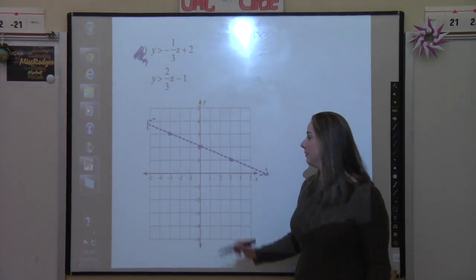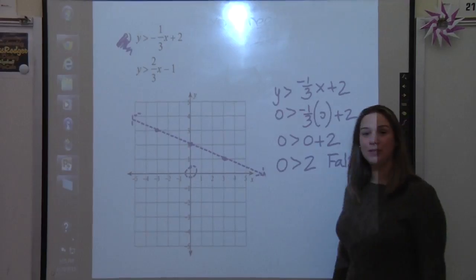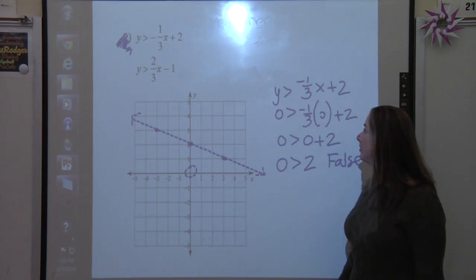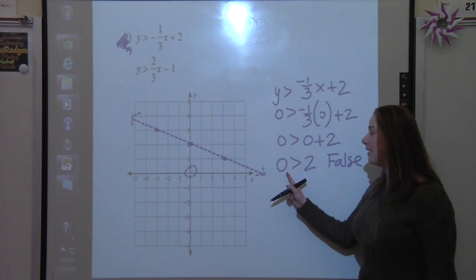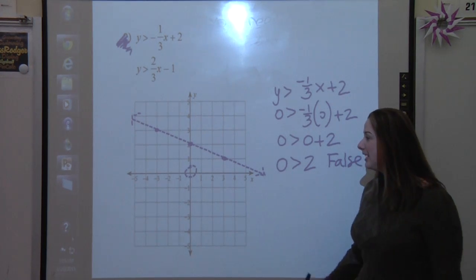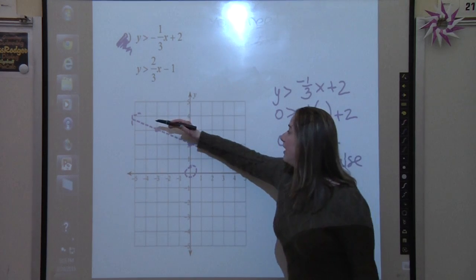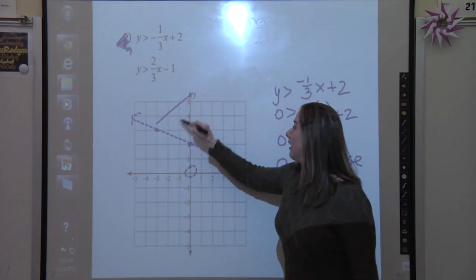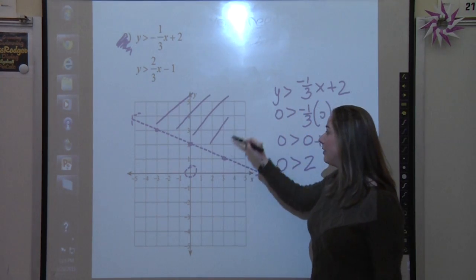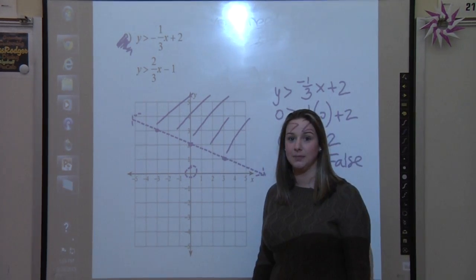Let's test a point. Let's test 0, 0. So if we substitute 0 in for this problem, we're going to get a statement 0 is greater than 2, which is false. That's going to indicate that we're not going to shade below the line. We're going to shade in the other direction, above the line. If I were to test a point in this region, I would get a true statement.